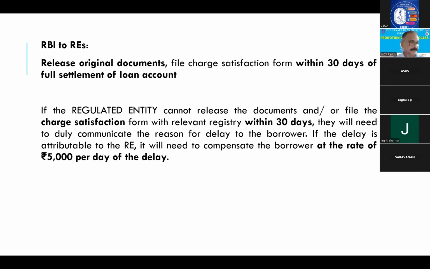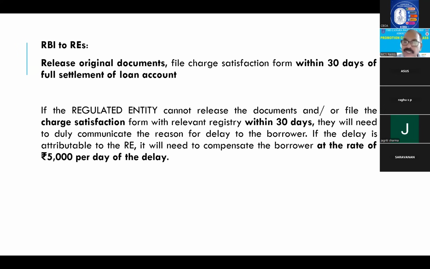Right? Next, RBI to REs. RE means regulated entity. Our bank is also an RE, we call. Release original documents and file charge satisfaction within 30 days of full settlement of the loan account. This also Jagannath sir has covered. So if a party is closing a loan, within 30 days you have to release his documents and release the security also, whatever we might have registered with CERSAI or ROC. Either CERSAI or ROC, you have to file the satisfaction of charge. Within 30 days, it should be over.